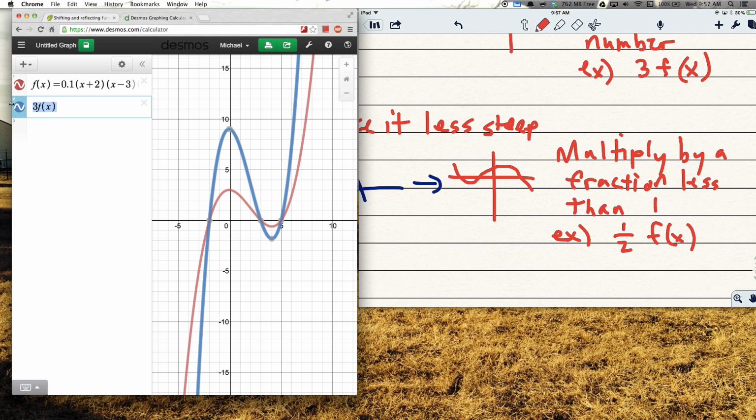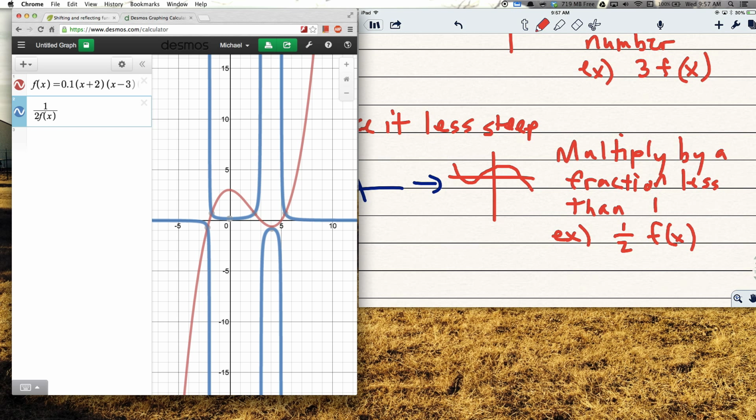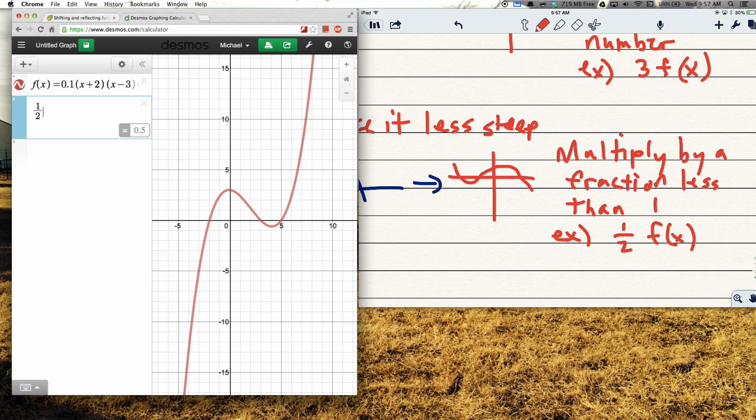Again, let's look at our example here. If I want to take my red function and make it less steep everywhere, I'll take it and I'll multiply it by 1/2. Oops, I need to get out of that fraction. There you go. And so you'll notice that it's less steep everywhere. And so if I want to flip, it's a negative. If I want to make it steeper, multiply by a whole number. If I want to make it less steep, multiply by a fraction.